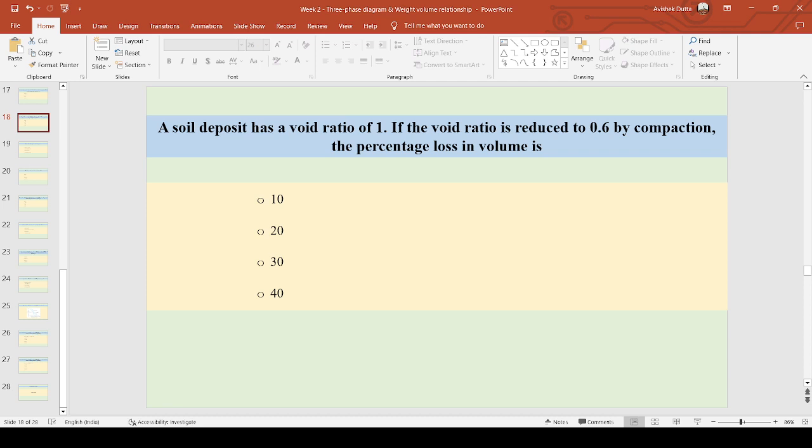I'll repeat the question. A soil deposit has a void ratio of 1. If the void ratio is reduced to 0.6 by compaction, the percentage loss in volume is. Your options are 10, 20, 30, or 40 in percentage.